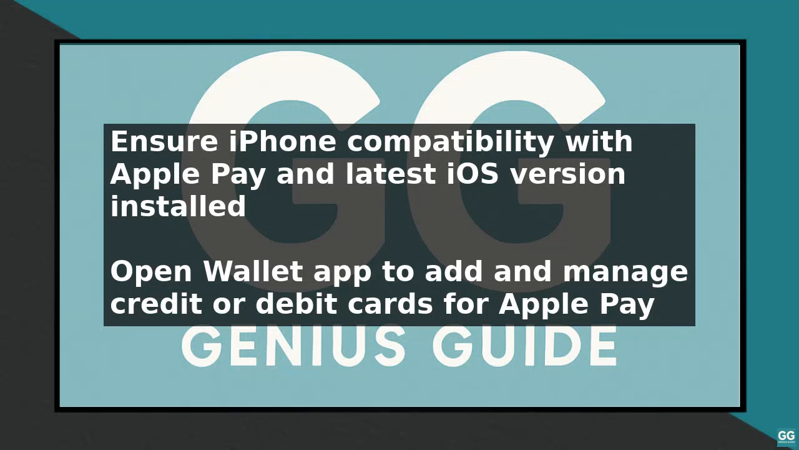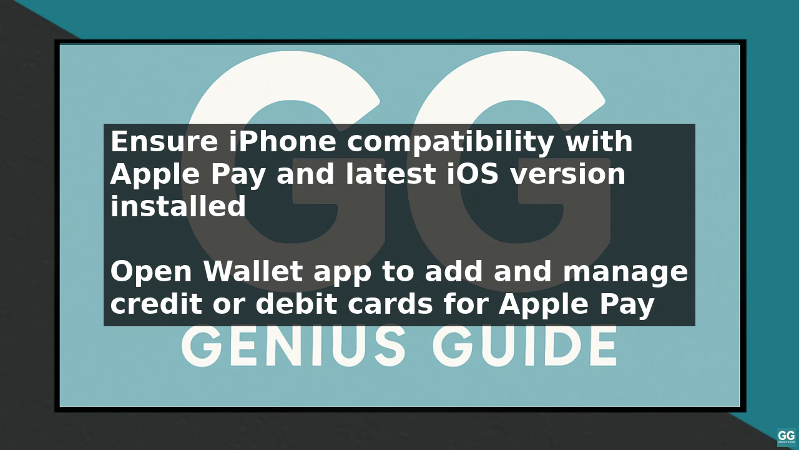Comparing Apple Pay on iPhone is a straightforward process that can help you make informed decisions about your mobile payment options. To start, ensure your iPhone is compatible with Apple Pay and that you have the latest version of iOS installed. First, open the Wallet app on your iPhone, which is where you can add and manage your credit or debit cards for use with Apple Pay.